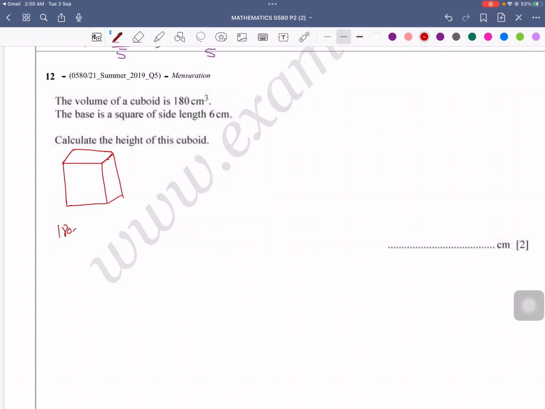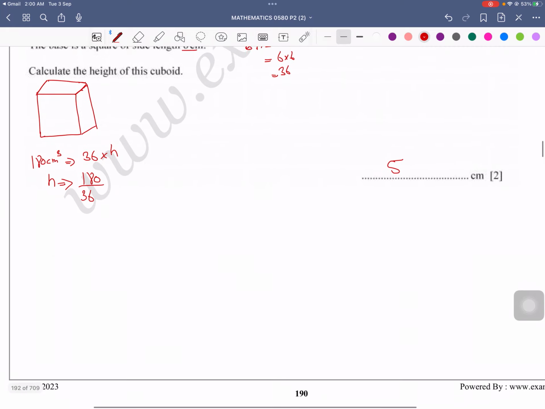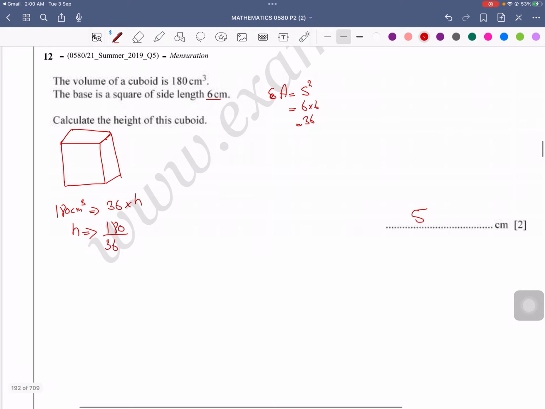So they've given me the volume, right? The area of the square will be 36 because each side is length 6, right? So the area of a square is s squared or l squared. So it would become 6 times 6 is 36. So the volume of the cuboid is basically the area of the square times the other length, that is unknown, the height, right? Once we solve it by dividing, it becomes 5. And why is it not centimeter squared? Because it's a particular length that we're talking about.